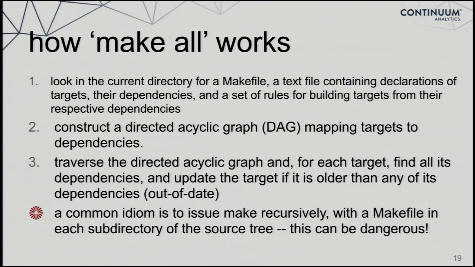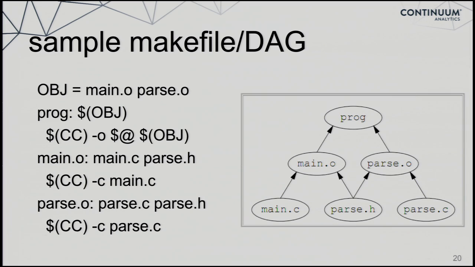So the way that make works is it looks at the targets and the dependencies, right? It constructs this DAG, and then it traverses the DAG and makes sure that the targets are always newer than their dependencies. That's it. If a target is older, meaning it's out of date, then it rebuilds the target according to the rules you've specified. Okay. So this is a way to think about that dependency graph.